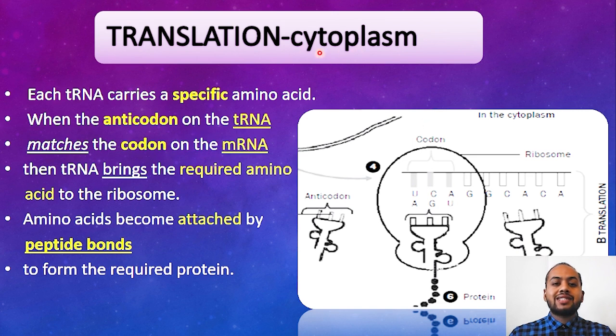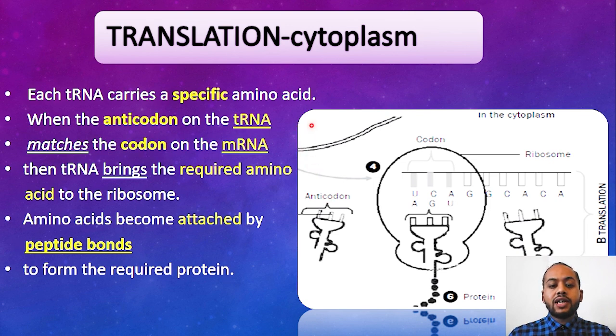Translation occurs in the cytoplasm. And it's generally going to occur specifically at the ribosome. Another important thing that you need to remember is the ribosome is known as the site of protein synthesis. I'm going to first use this diagram to explain translation to you. So we came out of the nucleus.